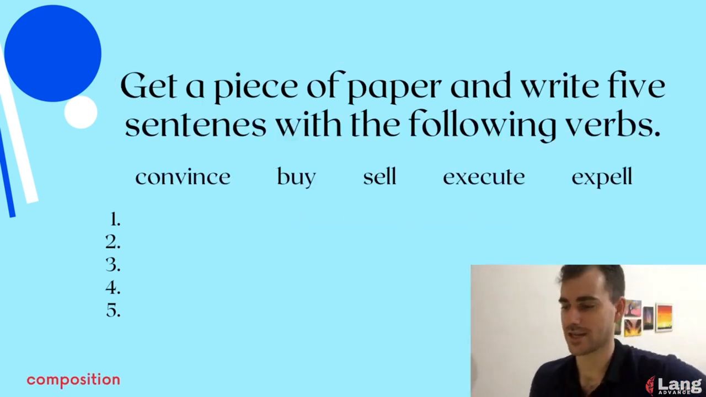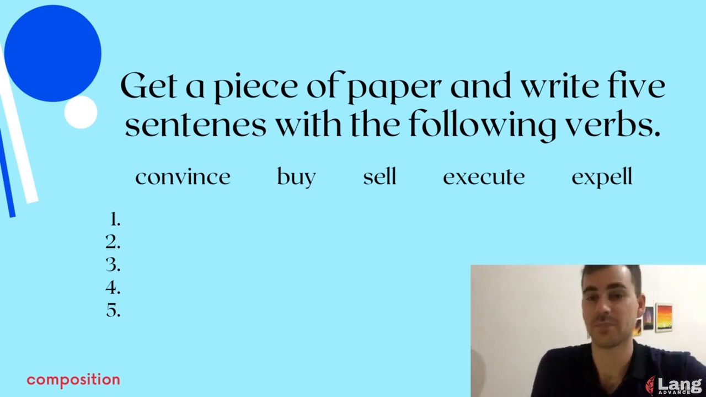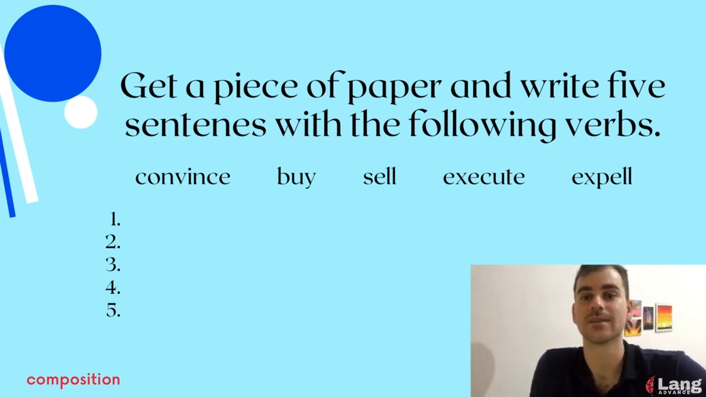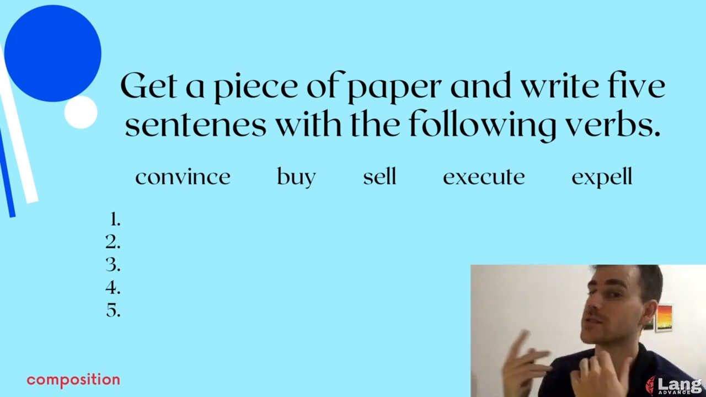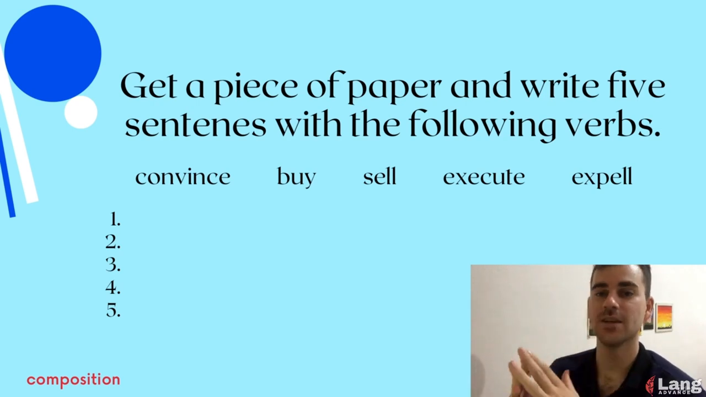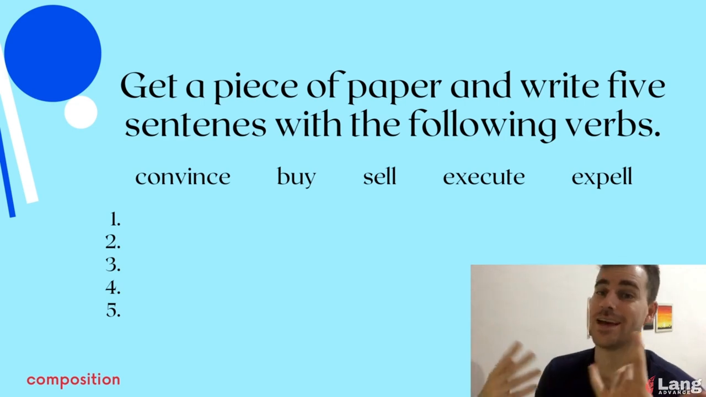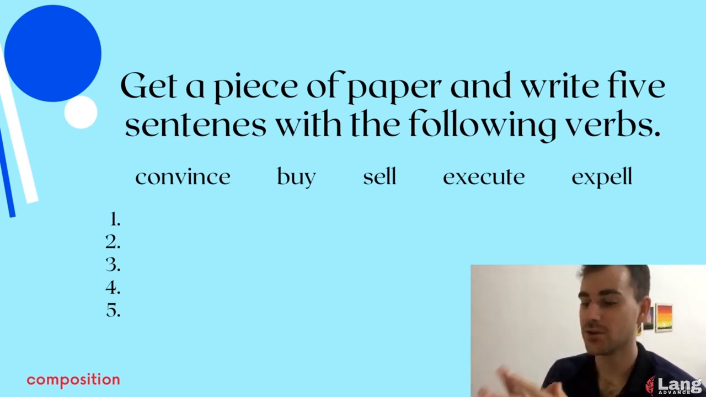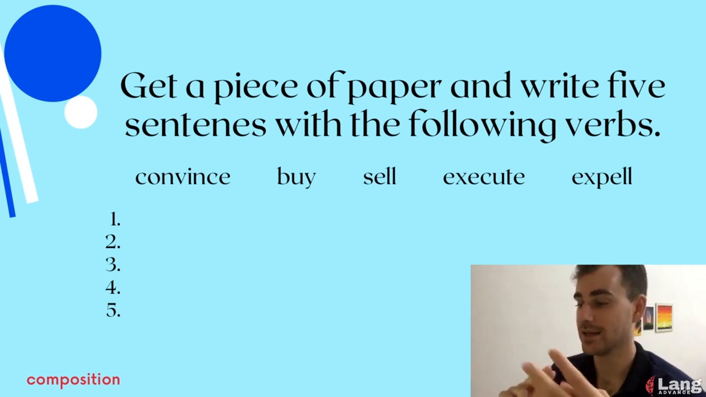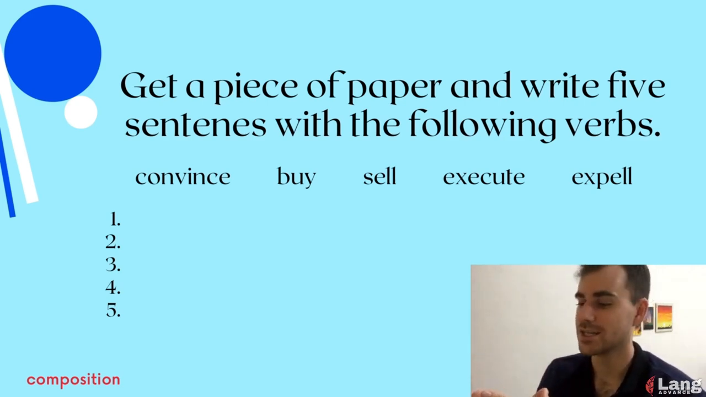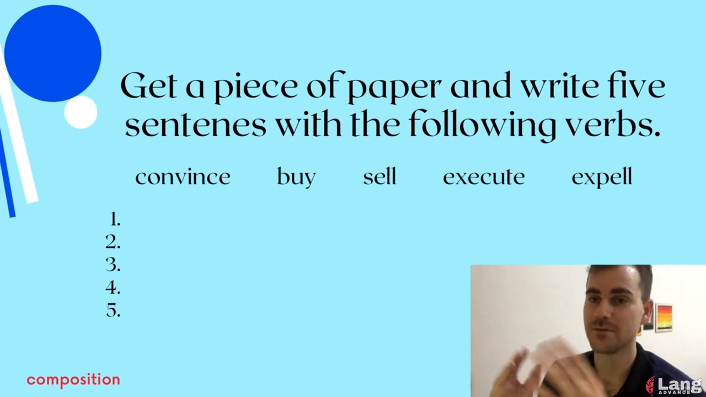The final exercise is composition. Get a piece of paper and write 5 sentences with the following verbs in the future perfect tense. If you are not interested in writing, please just pause the video and speak out loud, making your own sentences. And that's all for today. I hope that you do this composition exercise using the verbs convince, buy, sell, execute, and expel. There's a couple of unusual verbs here which you should experiment with. But other than that, great job if you made it this far.